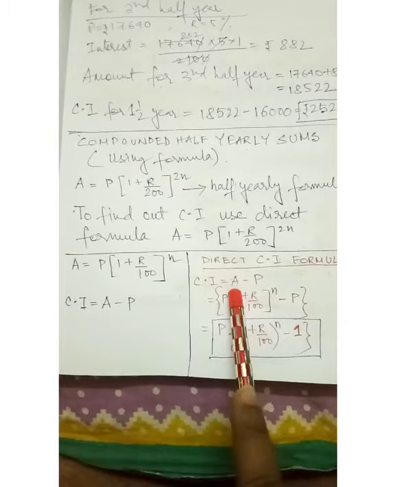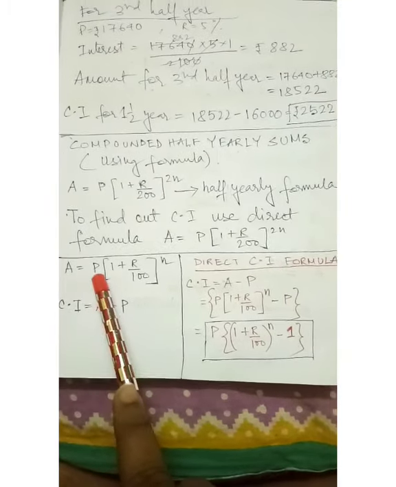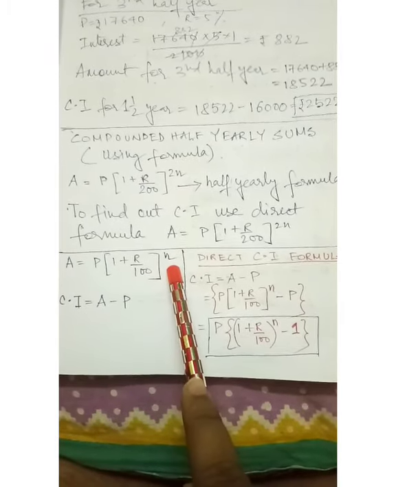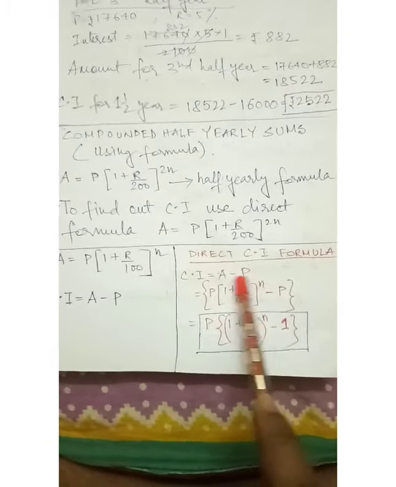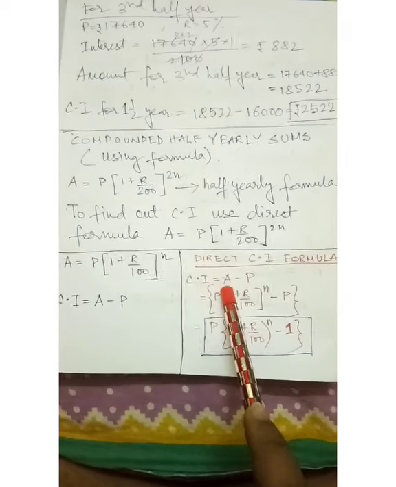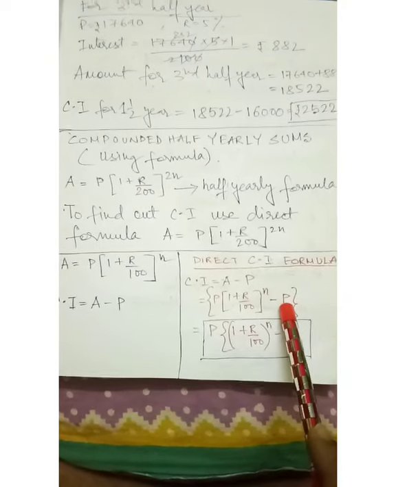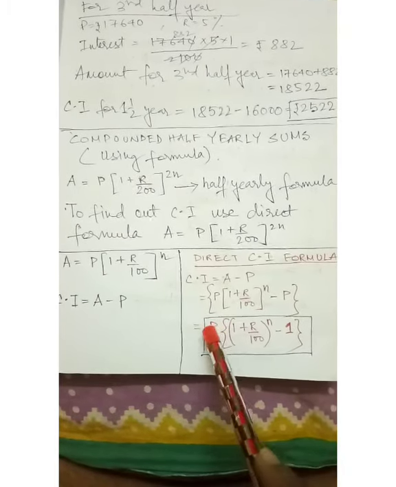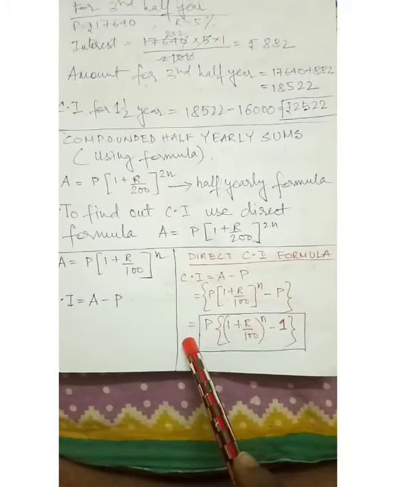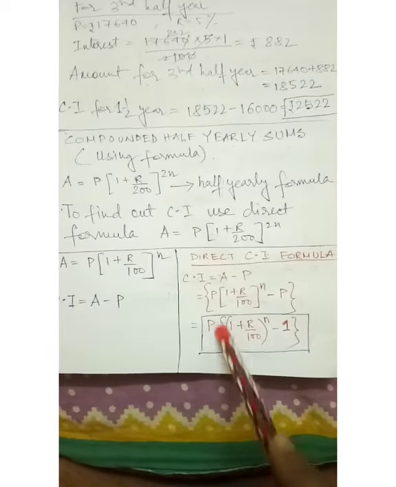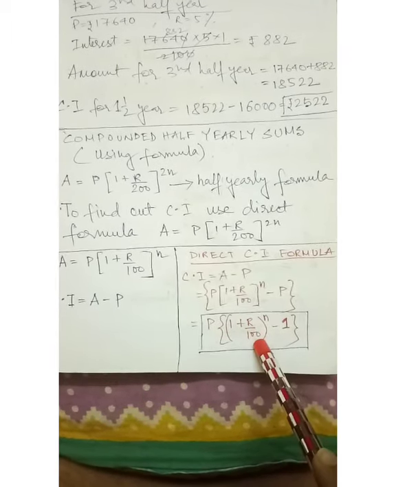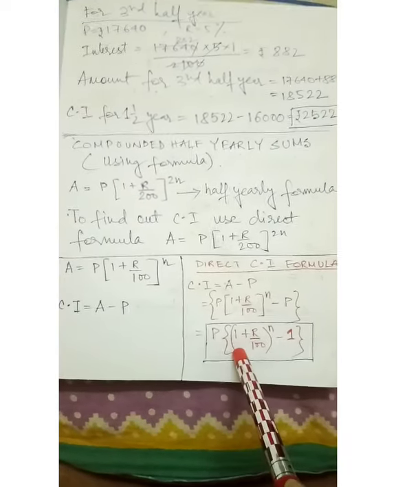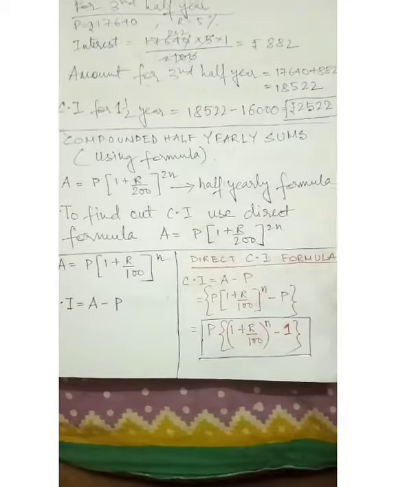Now see, we know the amount formula: P in bracket 1 plus R by 100 to the power n. This is the formula of A only. I put the value and minus P. Now from here I have taken P common. After taking P common, what is the remaining? 1 plus R by 200 to the power n minus 1.